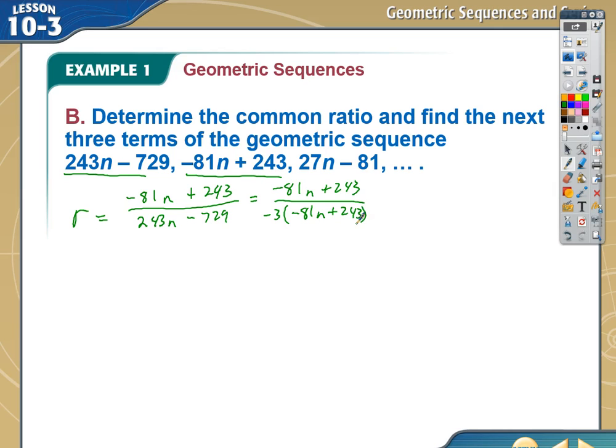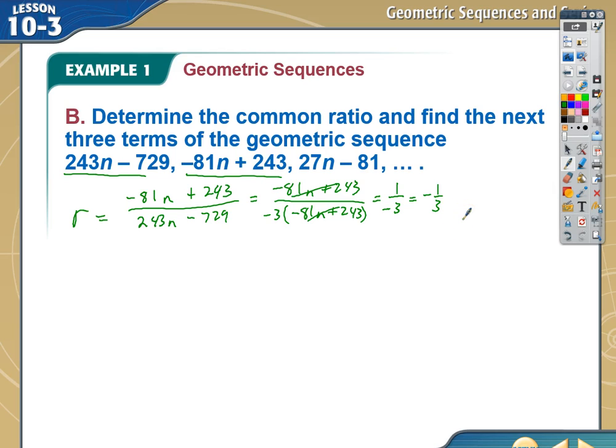And all of a sudden, hey, now this up here matches this down here. That gets rid of that, and I'm left with a 1 over a -3, which is just a -1/3. And that's my common ratio.